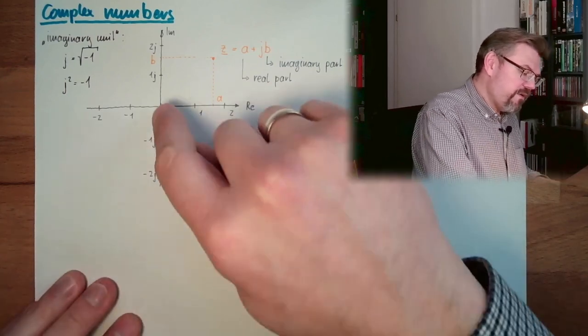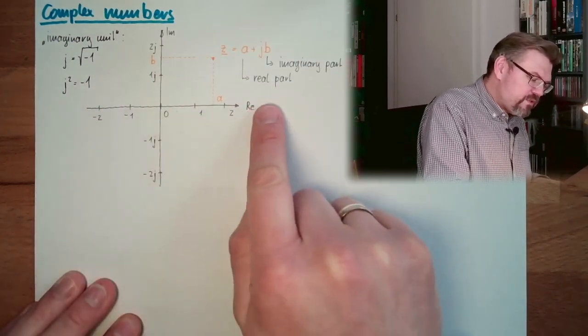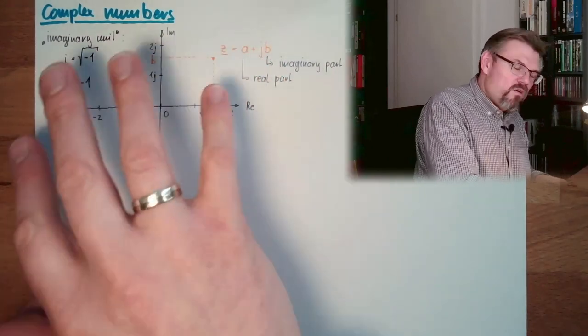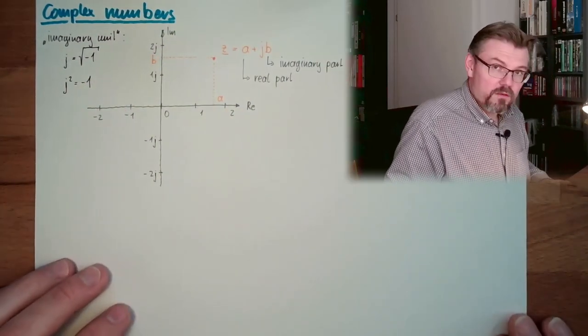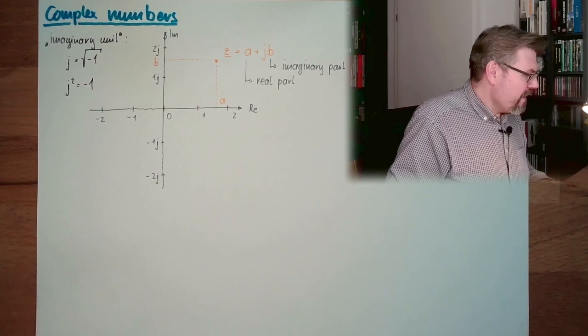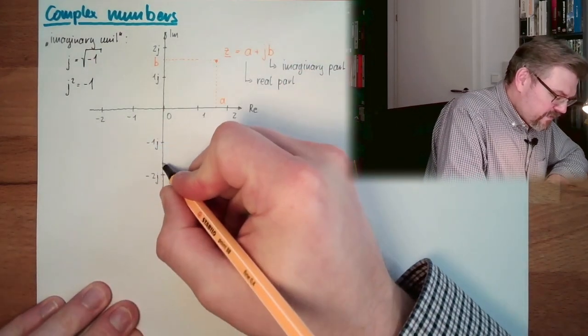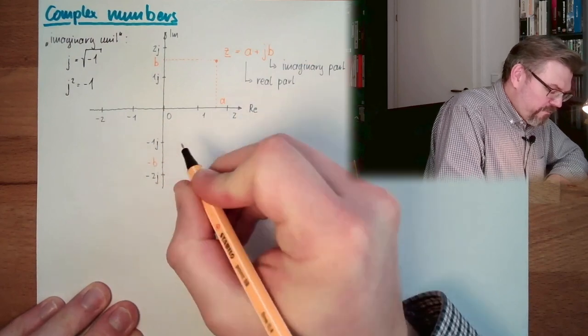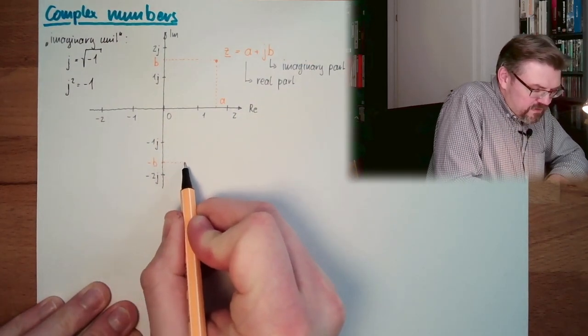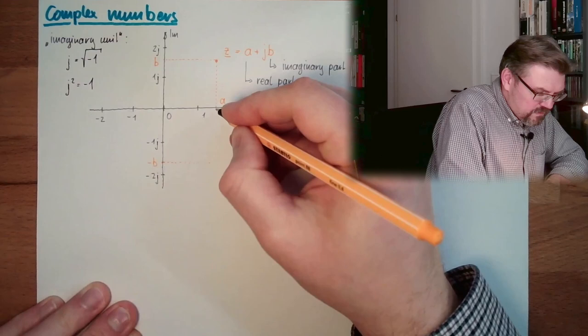Component representation of our complex number. Imaginary numbers are just here, real numbers are just here, and complex numbers are somewhere else. There was also, if we would have, for instance, here minus b, I just show this because it is important sometimes.